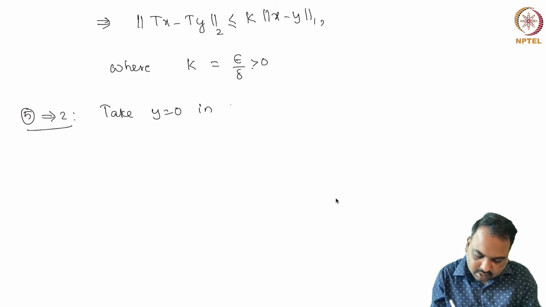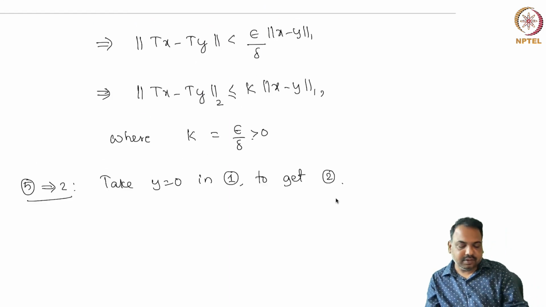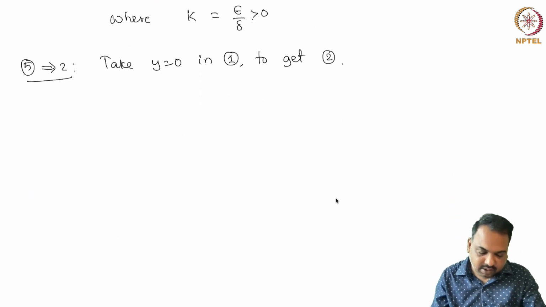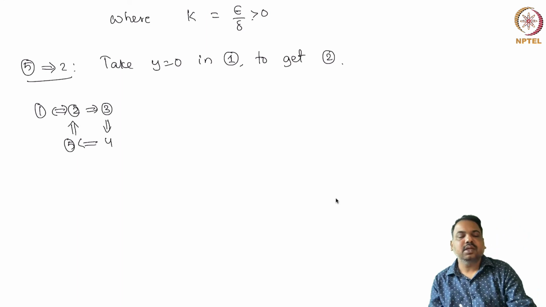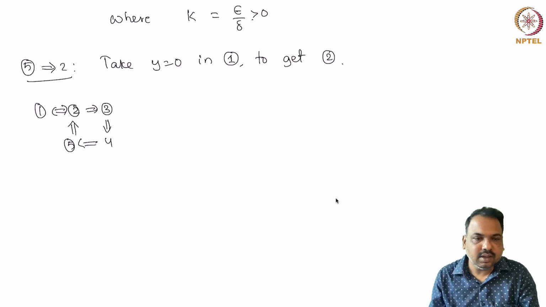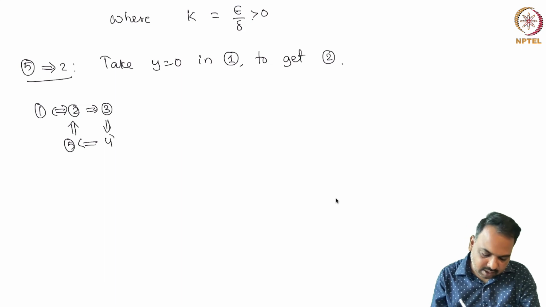In 1 to get 2. So from this we can conclude that 5 implies 2. So we have shown that 1 if and only if 2, and 2 implies 3, 3 implies 4, and 4 implies 5, and 5 implies 2. Then the cycle is complete. You can say that all these conditions are equivalent.